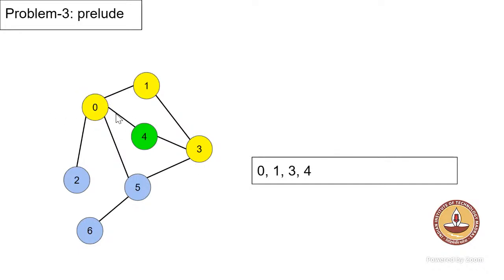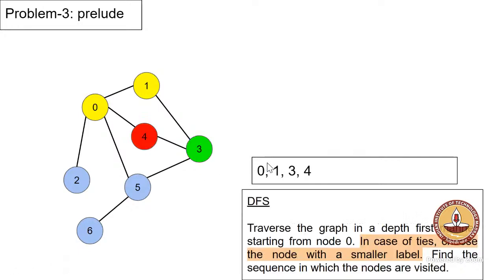So what will we do? We will go back to 3 again and see which are the non-visited nodes. So 5 is non-visited.